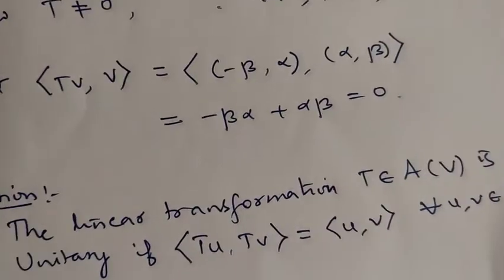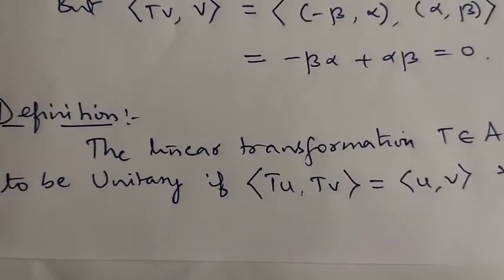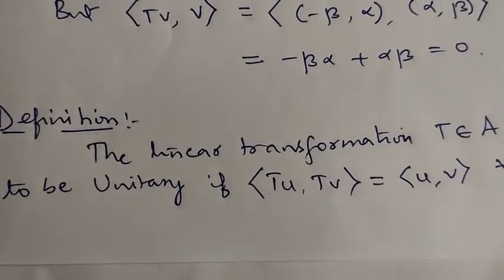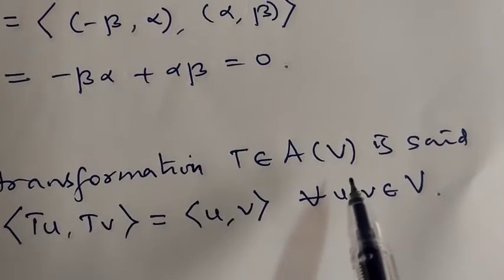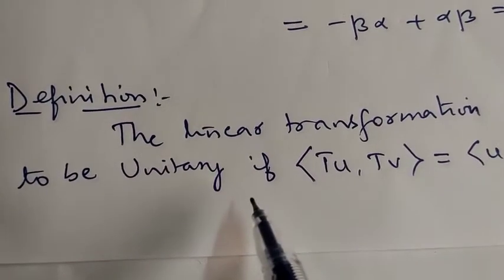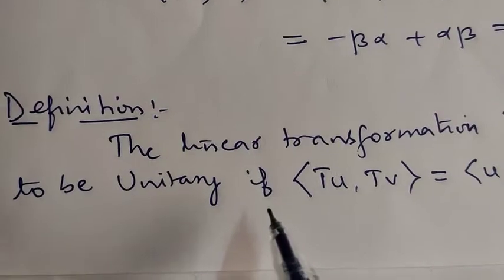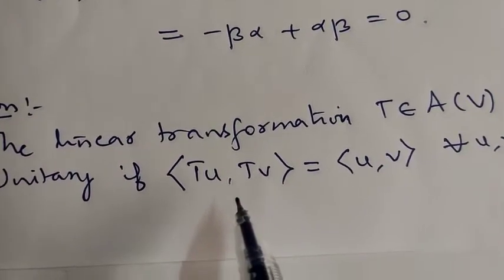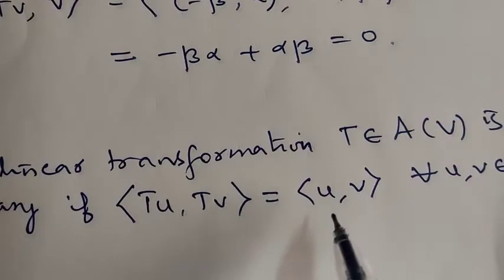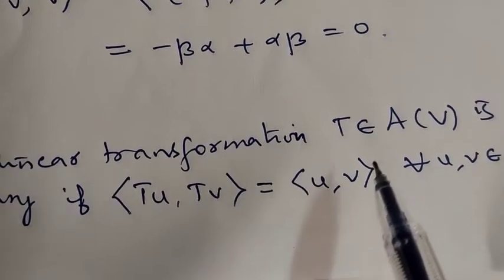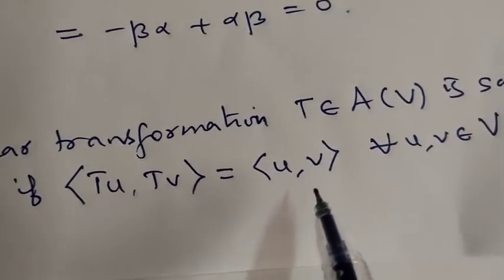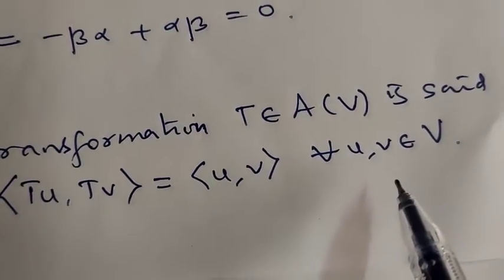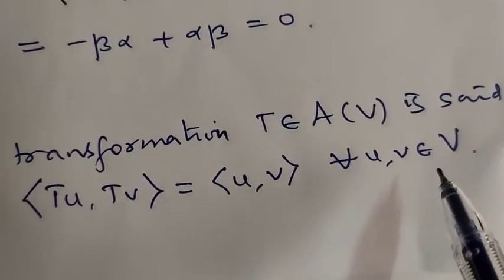So I'll start with the definition of the things which we are discussing in this section. The linear transformation T belongs to A of V is said to be unitary if the inner product of T of u comma T of v is the same as the inner product of u comma v. This holds for every vector u comma v belonging to V.